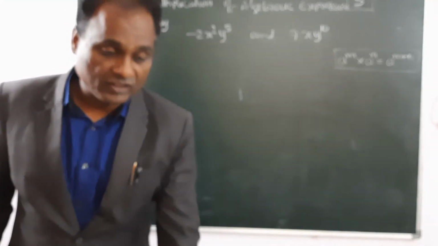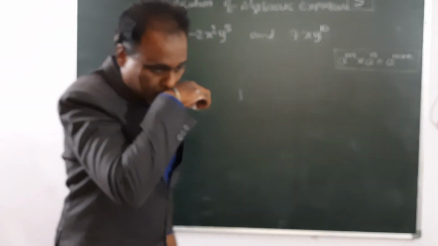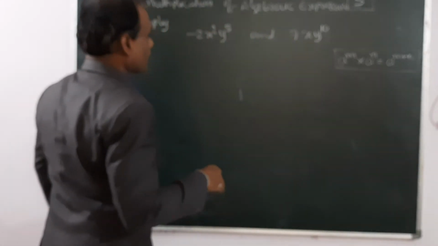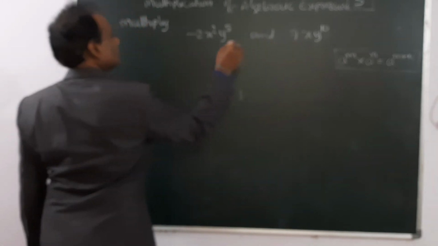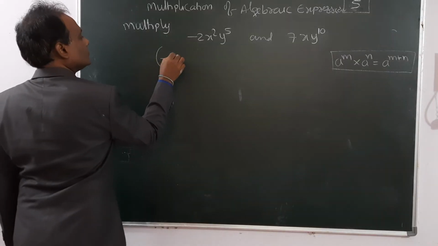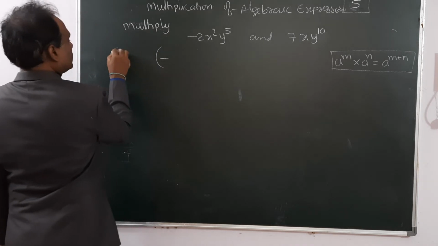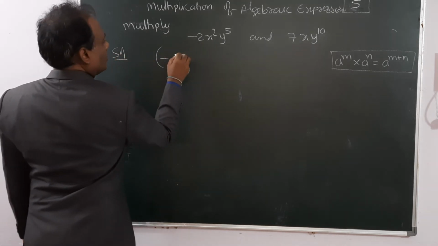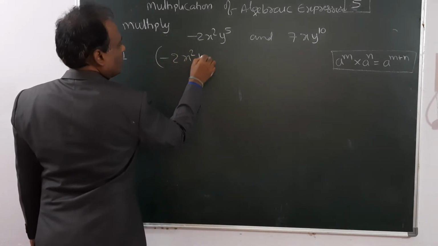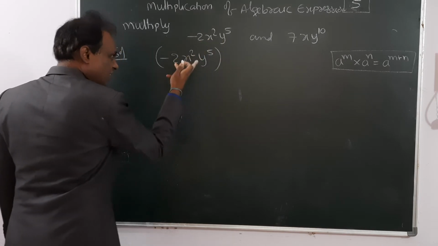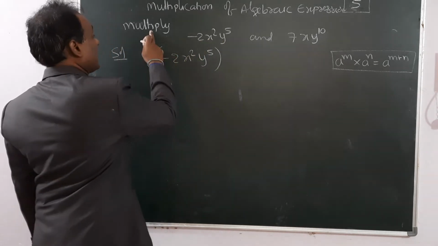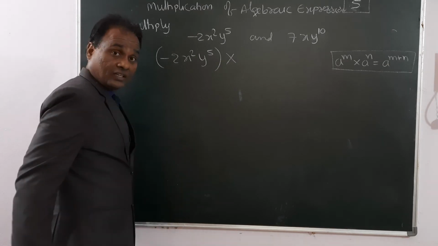How to multiply these two? See here. How to multiply? First solution. Minus 2x square y power 5. This is the first algebraic expression. Multiplication means this is the multiplication.